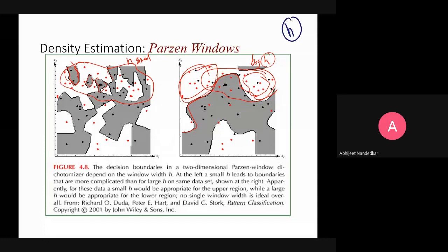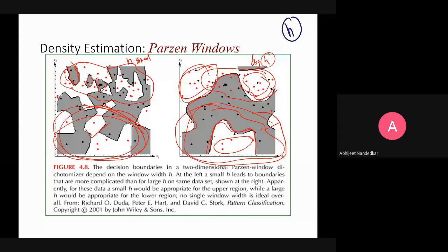But when you see the downside, here the spread of the samples is a good one, where this kind of boundary is required. So when you take small h, the boundary created here is not that generalized, but here the boundary is in a better position and it is more generalized. That means this is capturing the essence of samples more correctly than these boundaries.